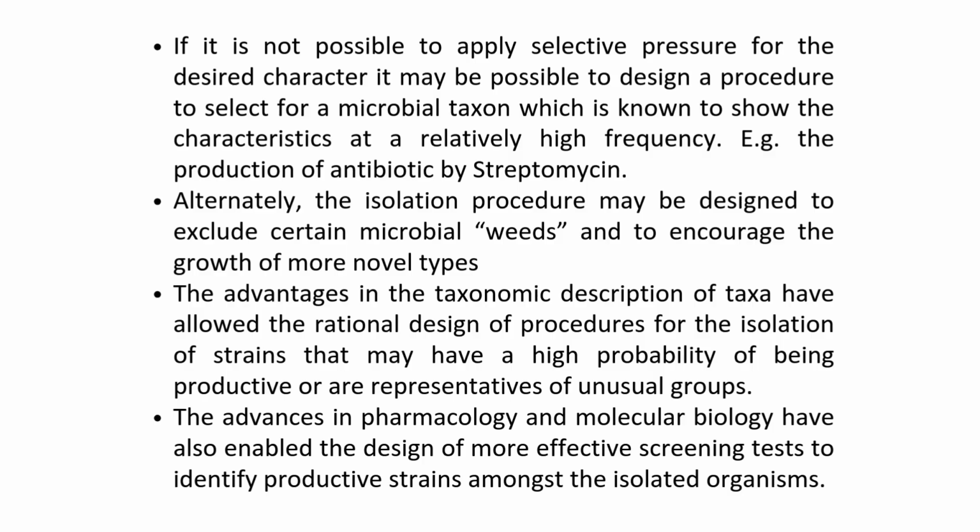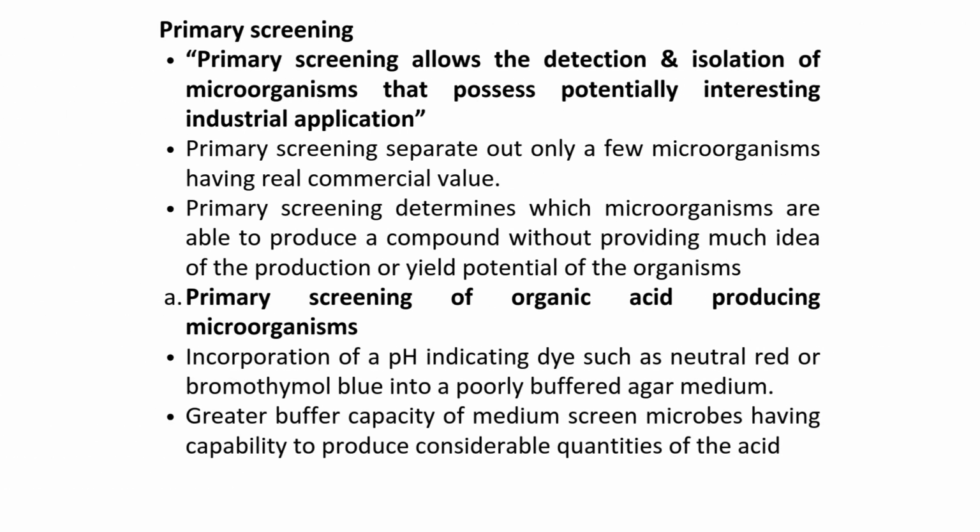Now we move to primary screening. This step allows us to detect and isolate microorganisms with potentially interesting industrial applications. It helps us find a few microbes with real commercial value, but it doesn't tell us much about their production yield potential. For example, to screen for organic acid producers, we can incorporate a pH indicating dye, like neutral red, into a poorly buffered agar medium.